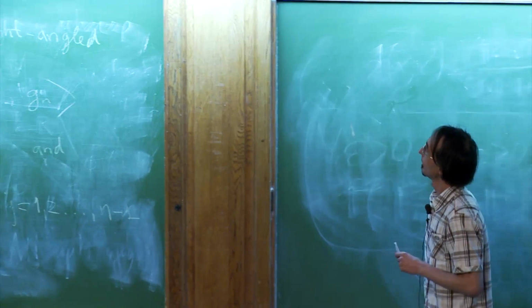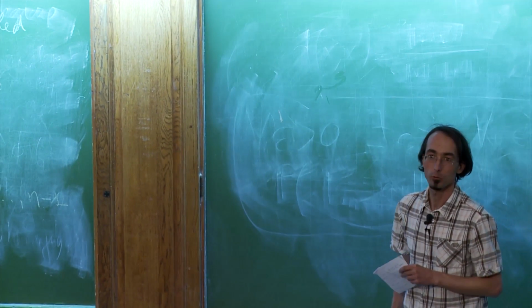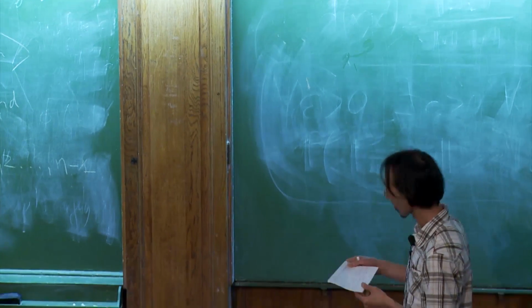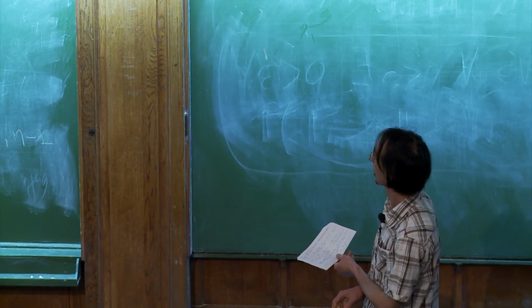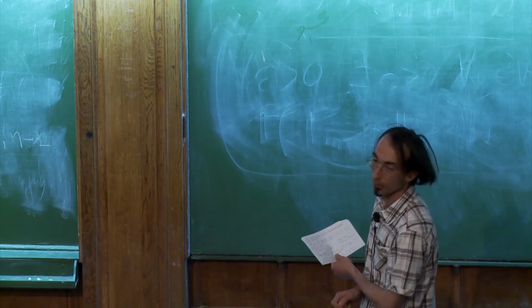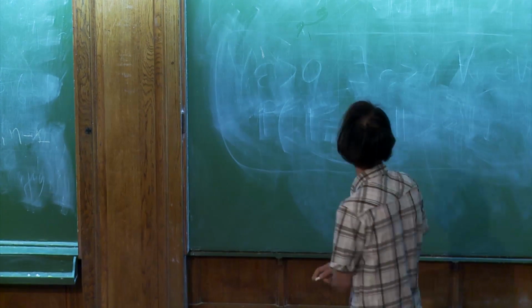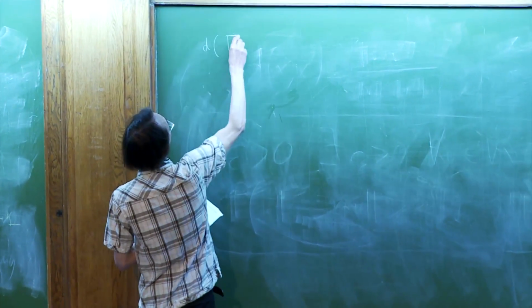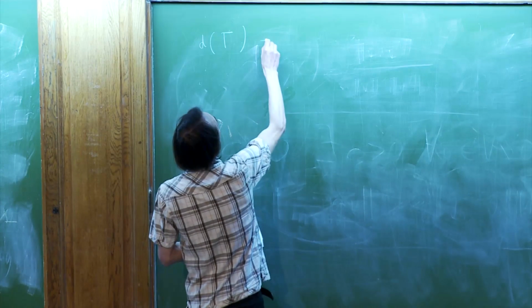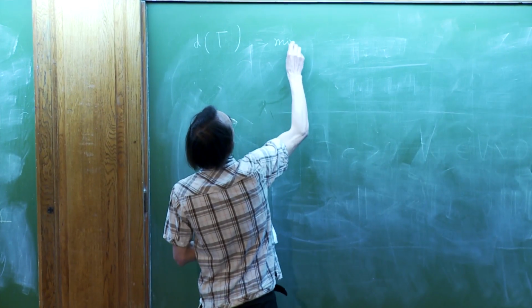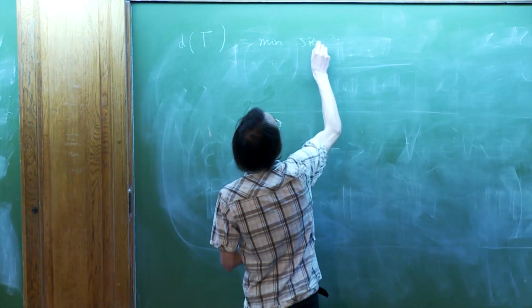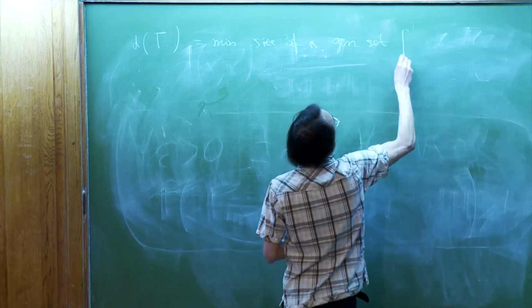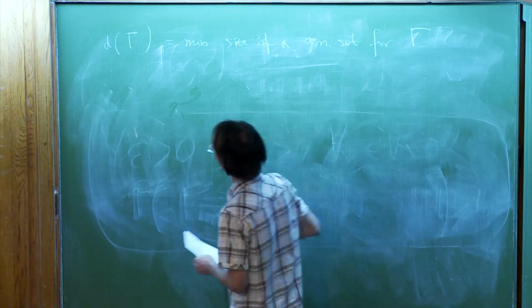Okay. So that's what we mean by right-angled groups. And the reason we are interested in this notion is because we wanted to study rank gradient of lattices. So let me define d of gamma. This is the minimal size of a generating set of a group gamma.